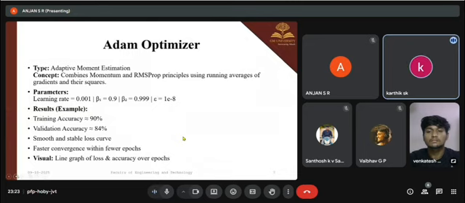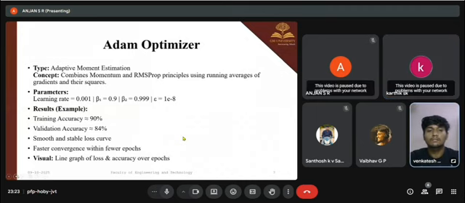In visual, we use a line graph of loss and accuracy over many batches. Next, the RMSprop optimizer, which stands for root mean square propagation, adjusts the learning rate based on a moving average of the squared gradient, helping stabilize training.